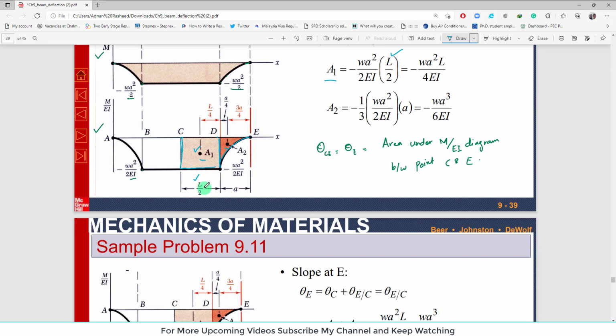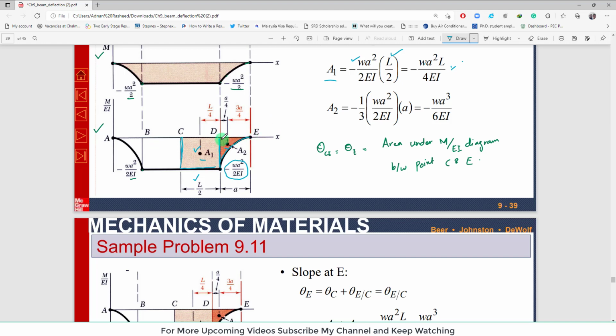So again there is L by 2, clear, and its height, if you draw the M over EI diagram, you will get this value, which is equal to minus wa square over 2EI. So length is L by 2 and height is this value, which is given over here. When you multiply it, area will be equal to minus wa square L over 4EI. Now the minus sign means that the area is below, clear, and if it is positive, it will be above this horizontal line. So A1 is equal to minus this one.